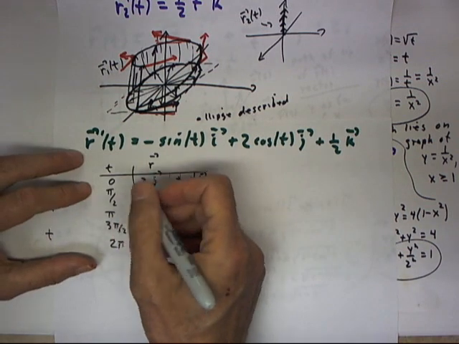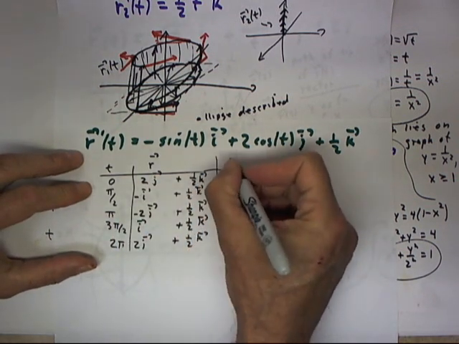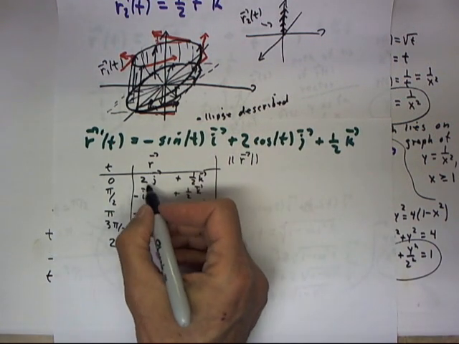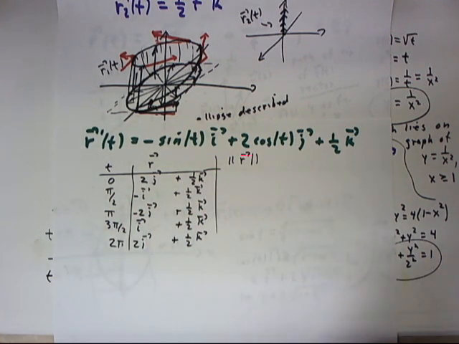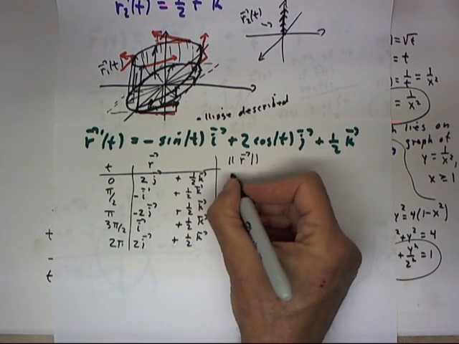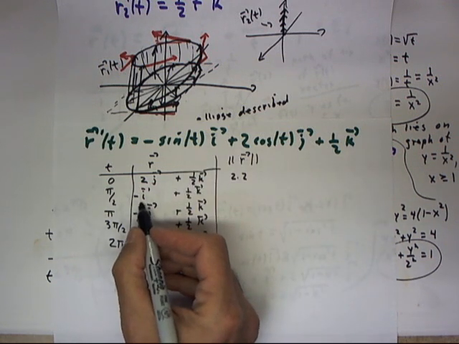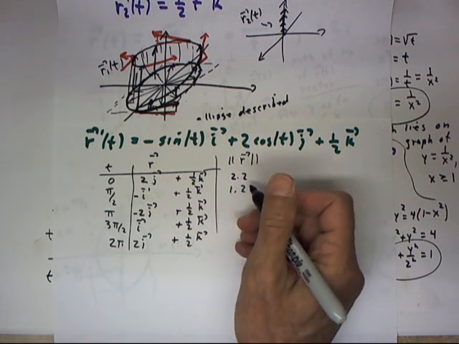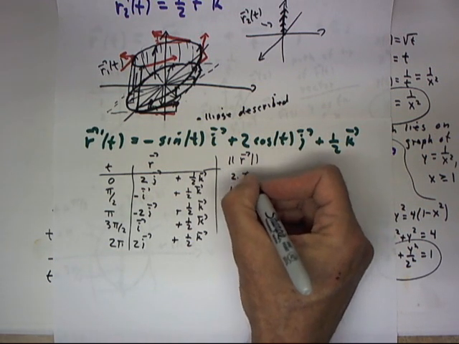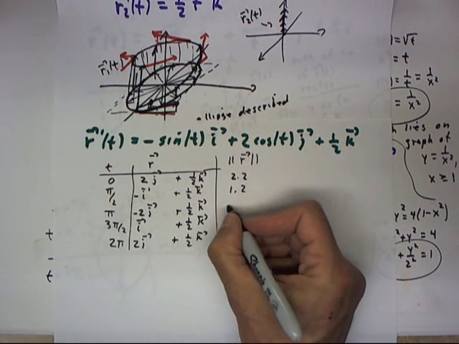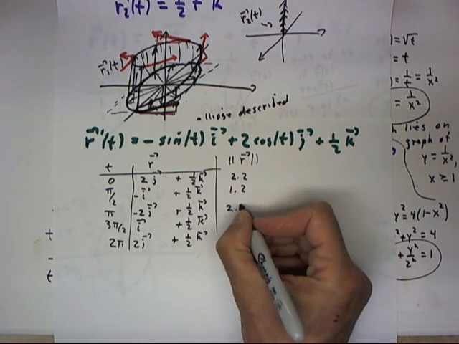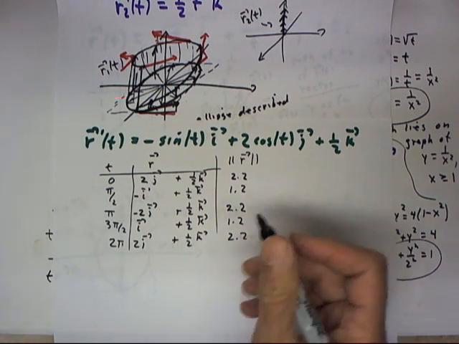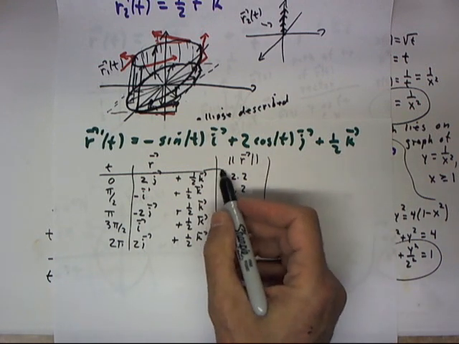The magnitude of r, just looking at these sample points, the square root of 2 squared plus 1/2 squared is the square root of 4 1/4, which is about 2.2. Square root of 1 and 1/4 is about 1.2. Actually, the square root here would be about 2.1, but let's not worry about that. We get magnitude 2.2, 1.2, 2.2, where the 2.2 should really be 2.1s, I think.